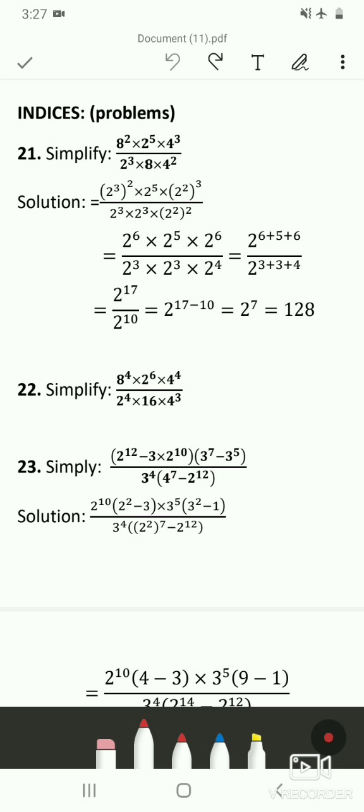The next problem is homework. I want you guys to solve it. It is also an easy problem, same as the 21st problem.